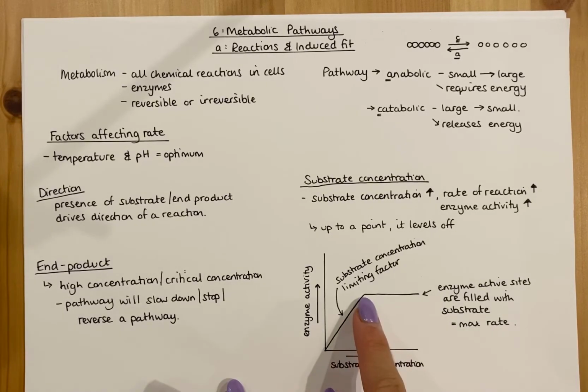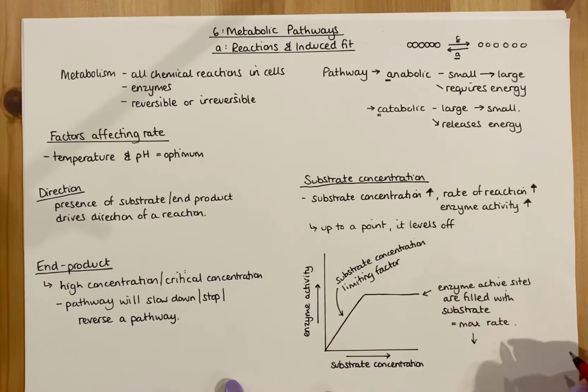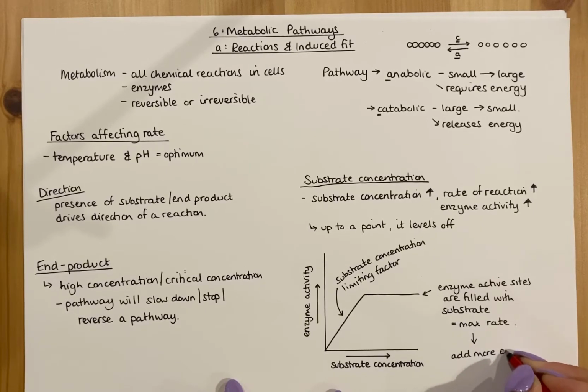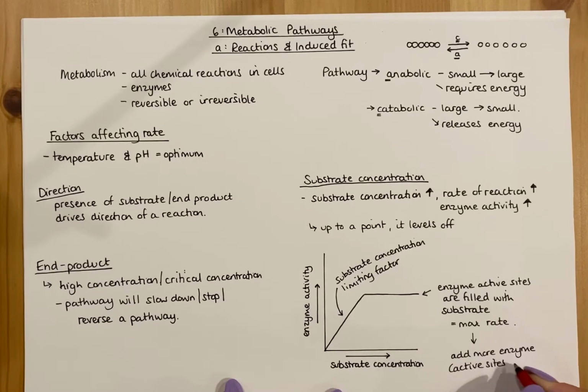Now you can increase that and bring that level up higher by increasing more active sites. You do that then by adding more enzyme. So you would increase the concentration of enzyme, and that would then add more active sites to it. And then that would allow for that reaction to happen at a faster rate. So that's a very general introduction to the reactions part.